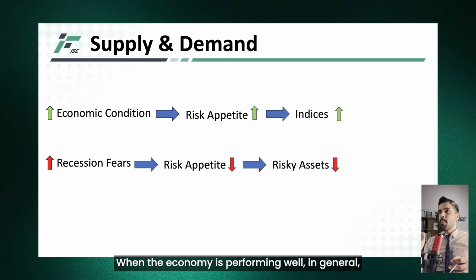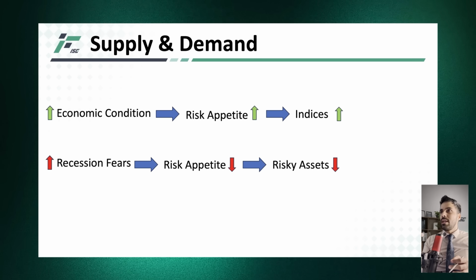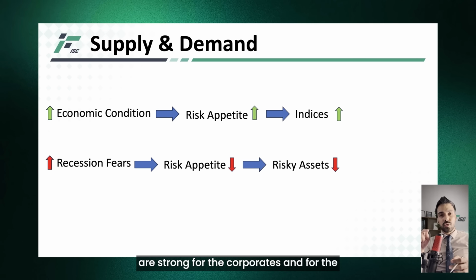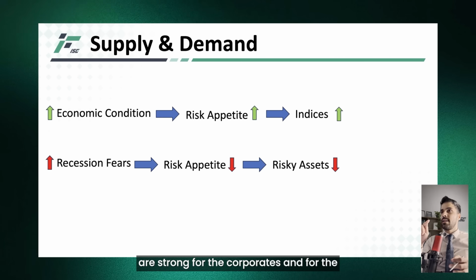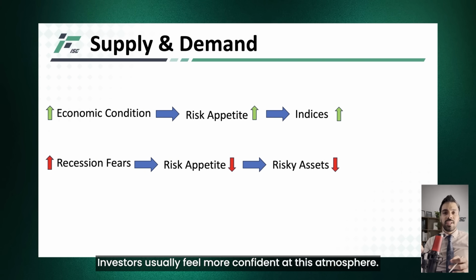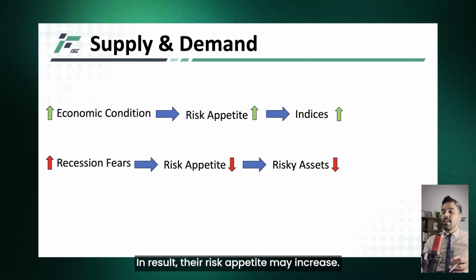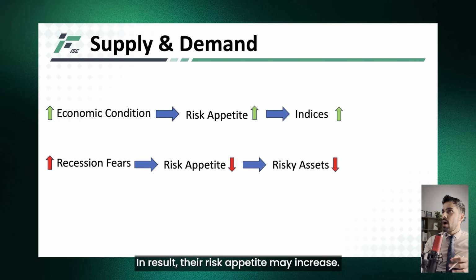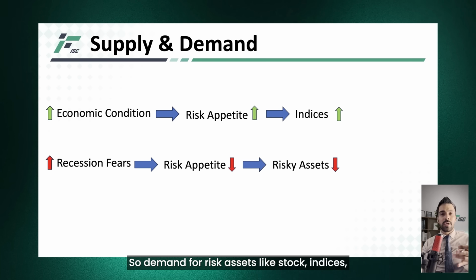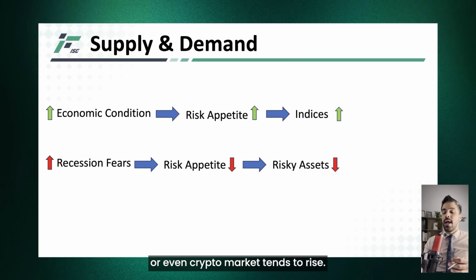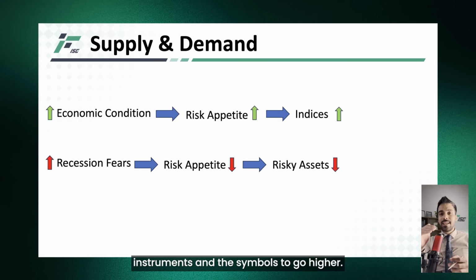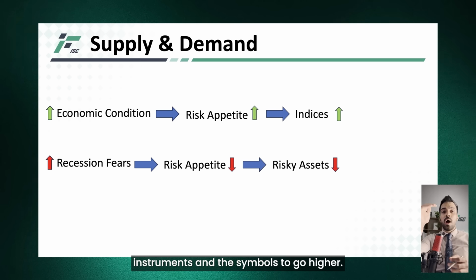When the economy is performing well, in general, inflation is controlled, employment is solid, and earnings are strong for the corporates and for the firms. Investors usually feel more confident in this atmosphere. As a result, their risk appetite may increase. So demand for risky assets like stocks, indices, or even the crypto market tends to rise, and it can push the prices of these instruments and the symbols to go higher.